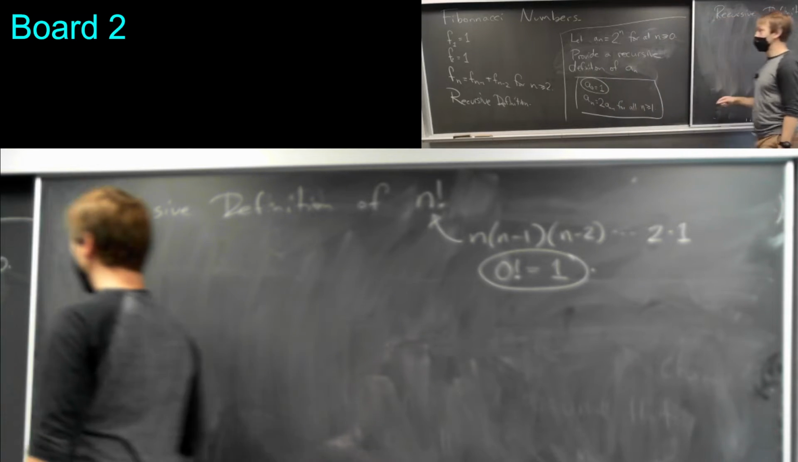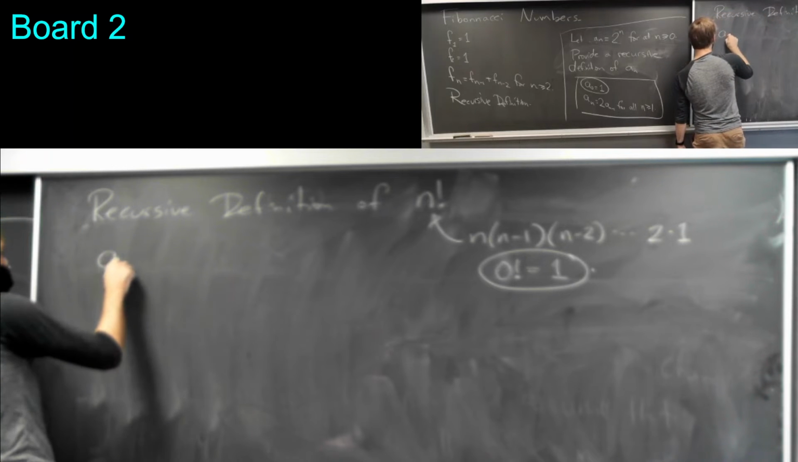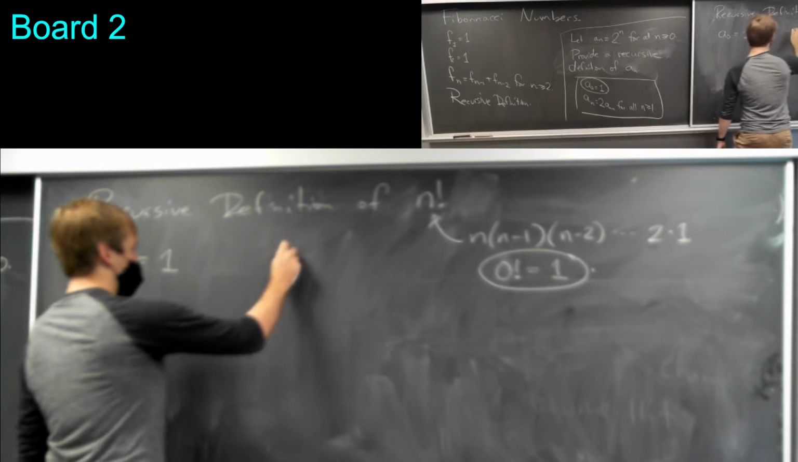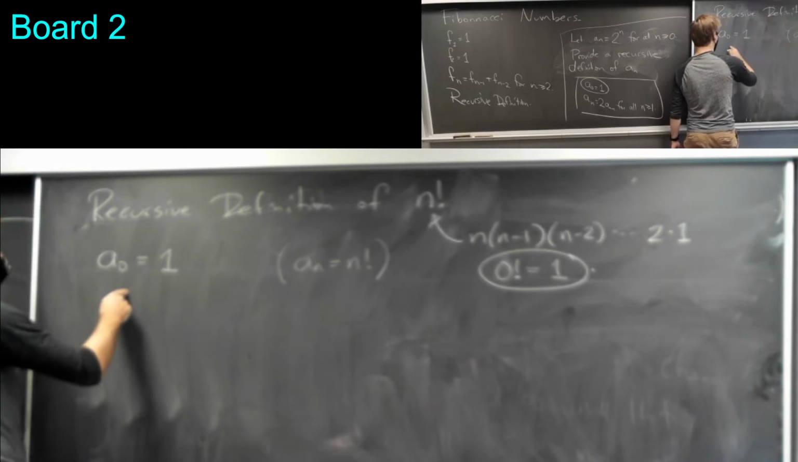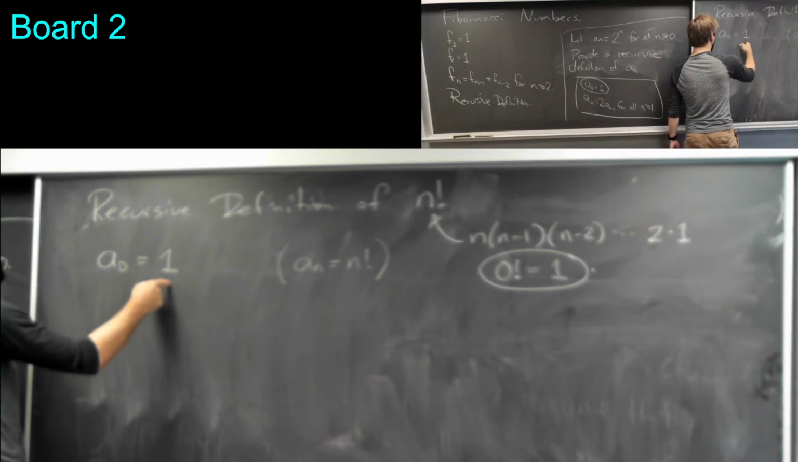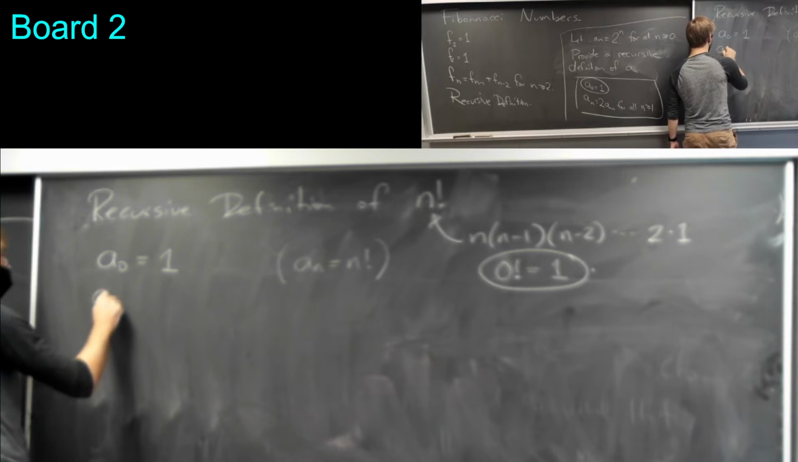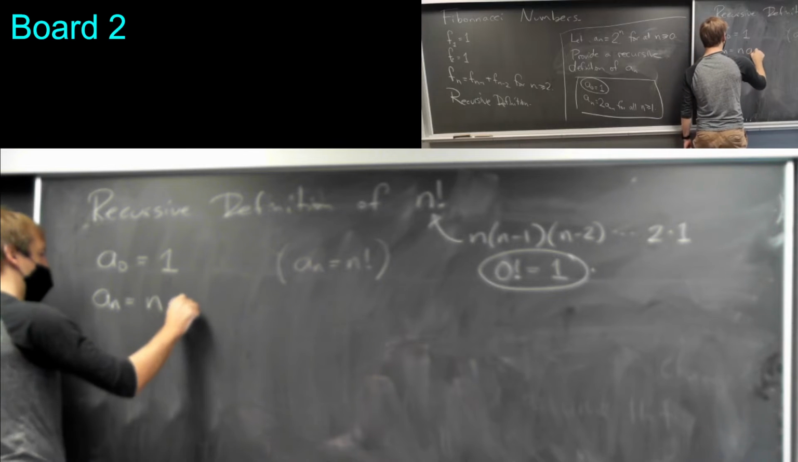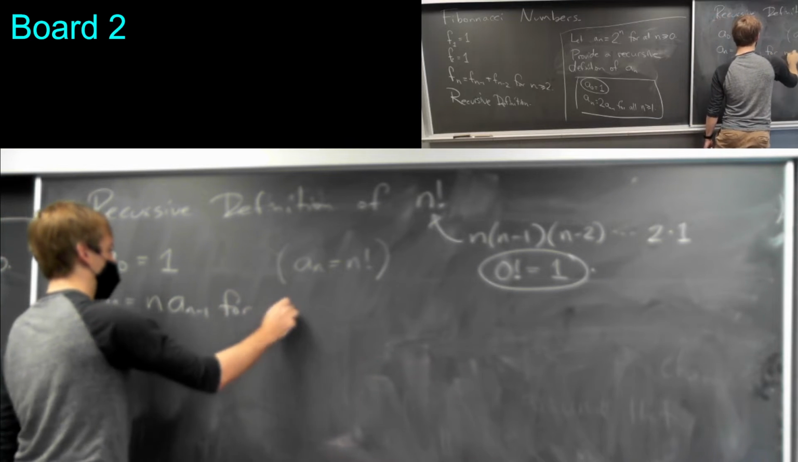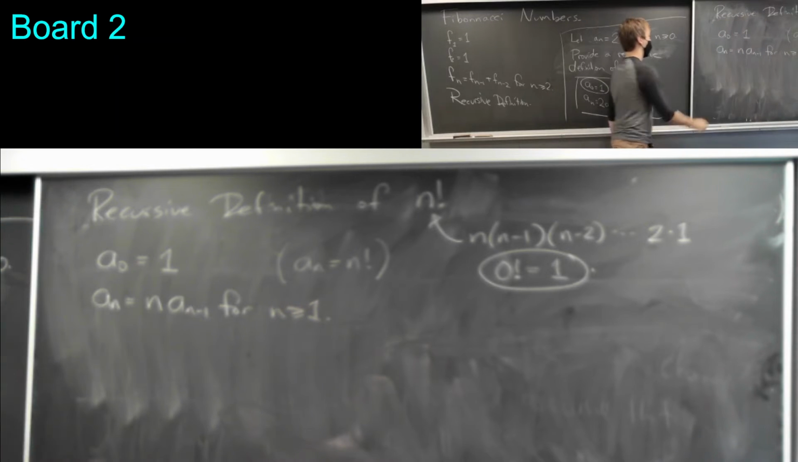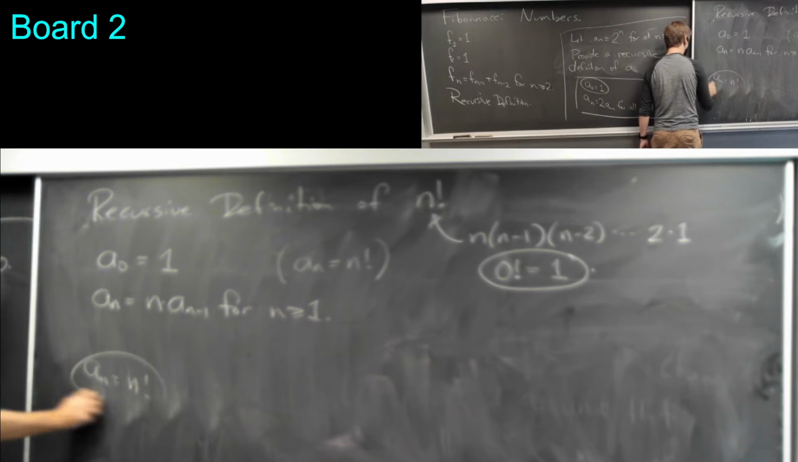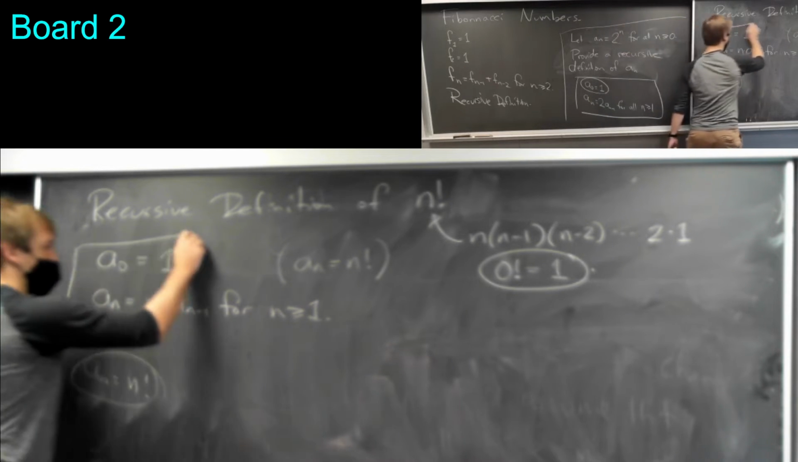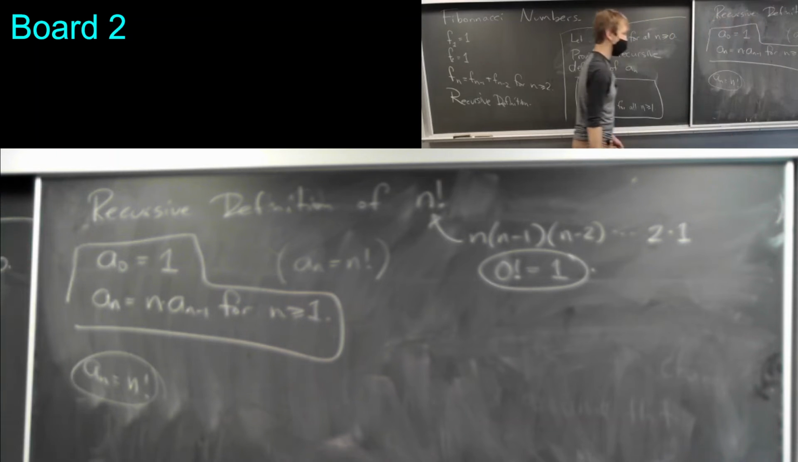Always remember this. So here we could say a0 is 1. We're trying to come up with, in the end, that an is n factorial. So 0 factorial is 1 by definition, and an is n times an minus 1 for n at least 1. And then it will be the case that an is n factorial. So this is a recursive definition of the factorials. Okay. Any questions about that?